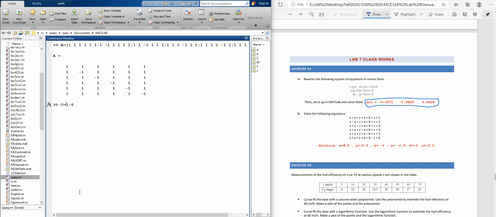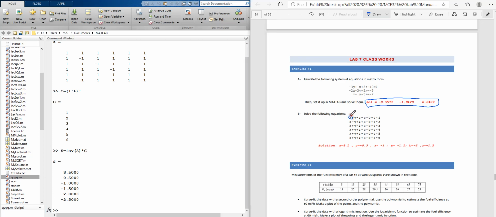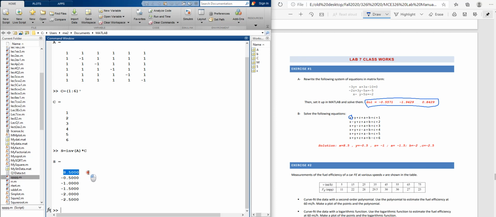And you can say that this transpose, by the way, is to keep or to make it as a column like this. Okay, now the solution S equals the inverse of A times the C. We have six values for six unknowns. I decided to keep X as the first one. So 8.5 is for X, and for Y minus 0.5, and so on.